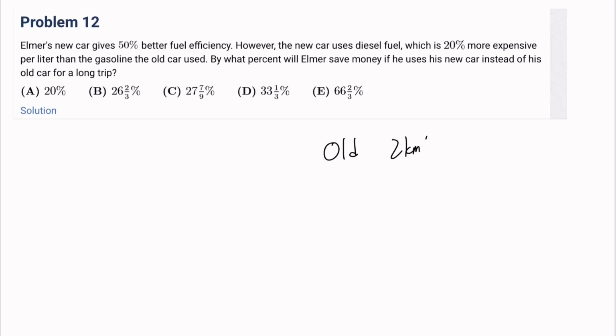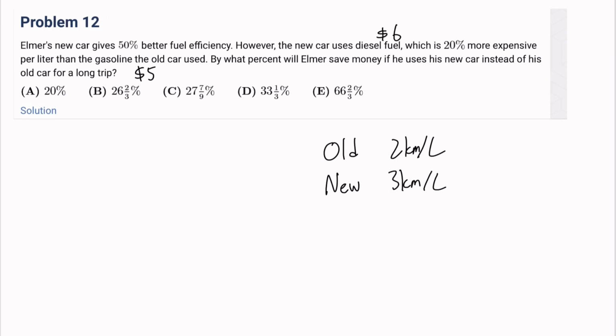2 kilometers per liter, right? So 1 liter would sustain him for 2 kilometers. And since the new car gives 50% better fuel efficiency, the new one would give 3 kilometers per liter, right? But then the diesel fuel is 20% more expensive per liter than the gasoline the old car used. And so let's say that the gasoline costs $5. Then diesel fuel is 20% more expensive, so it will cost $6, right?